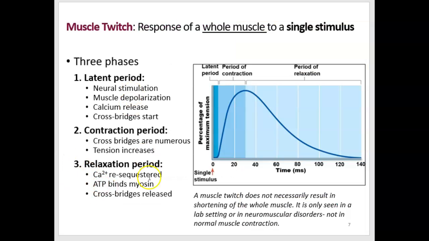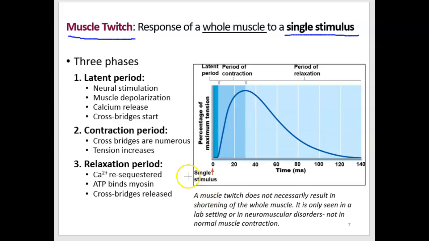If instead we're interested in looking at why it takes time to build tension, we usually in the laboratory look at individual stimuli. So we just stimulate a muscle once, and then we measure what kind of tension builds. This is called a muscle twitch, and we record a myogram in response to a single stimulus.